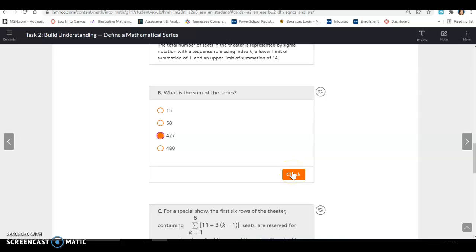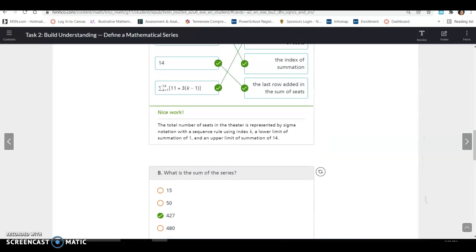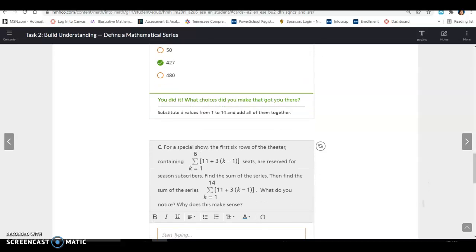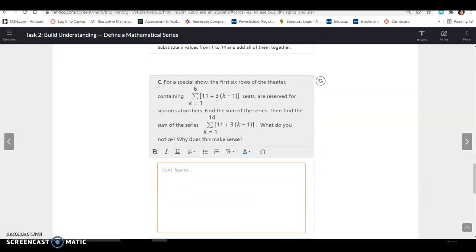Now you can do this by hand. You could add up the individual terms from plugging in 1 to 14, but I don't see why we do that if you have a calculator that will work. All right, so for a special show, the first 6 rows of the theater contain this many seats, and they're reserved for season subscribers. Find the sum of the series.